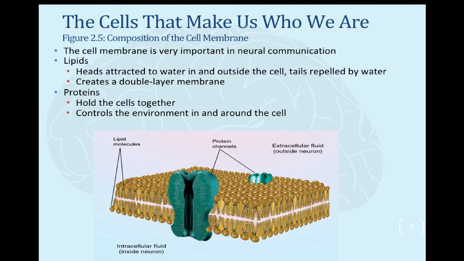So we can see here that on the outside of the neuron, there's a layer where the heads are, and on the inside of the neuron, there's a layer where the heads are, and then in the middle here, kind of like forming two bread slices, sort of, is the middle part, and those are the tails of these lipid molecules. And proteins hold the cells together, and they control the environment in and around the cell.